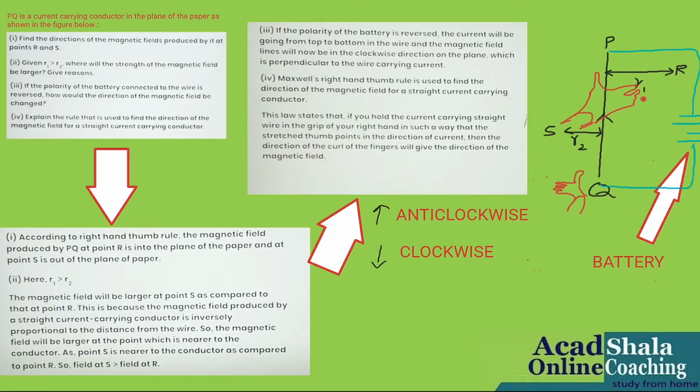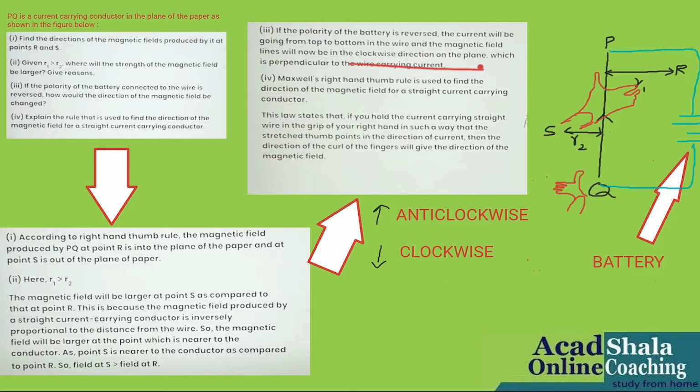When the curling of the fingers was done over here, it was curling towards the plane, so it was anti-clockwise, children. When the curling of the fingers was going inside the paper, it was anti-clockwise and the current was going from Q to P. When the polarity of the battery was reversed, the curling of my fingers came out of the plane and the current started flowing from P to Q, that is top to bottom. So it was showing clockwise.